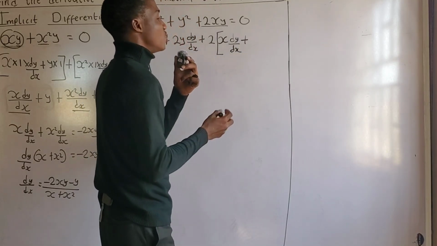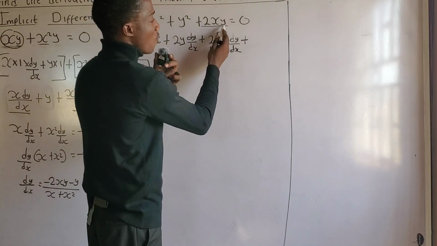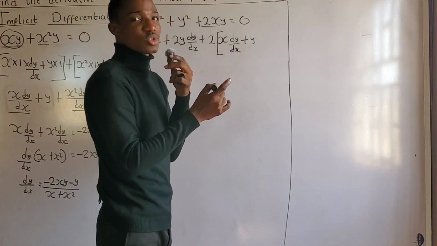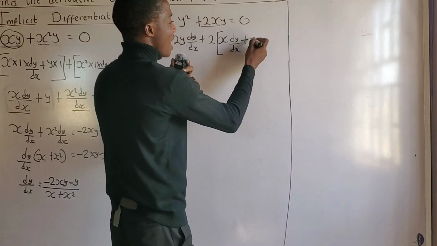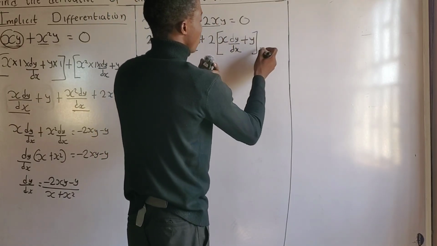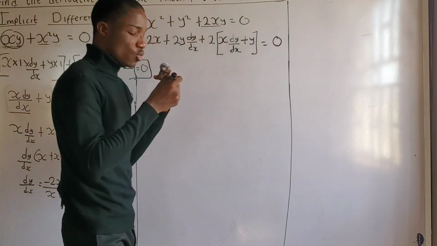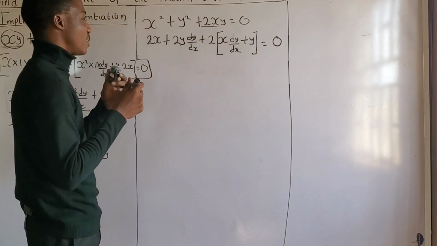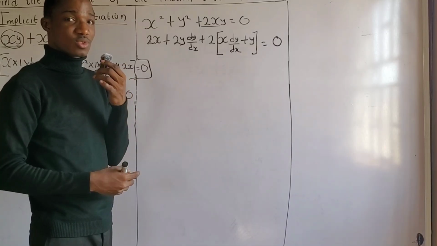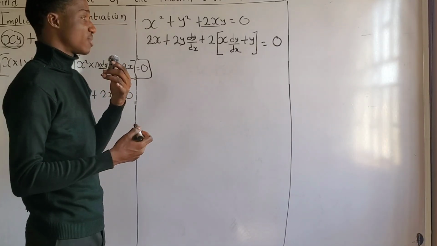Now you're going to keep the second part, y, constant. I'm going to have y, differentiate x, you're going to have 1. So I'm going to have y times 1. Y times 1 is y. So I'm going to have y. All this will be equal to 0. Do you understand? Don't worry if you don't understand, just follow me to the end of this class. You're going to understand at the end of this class.